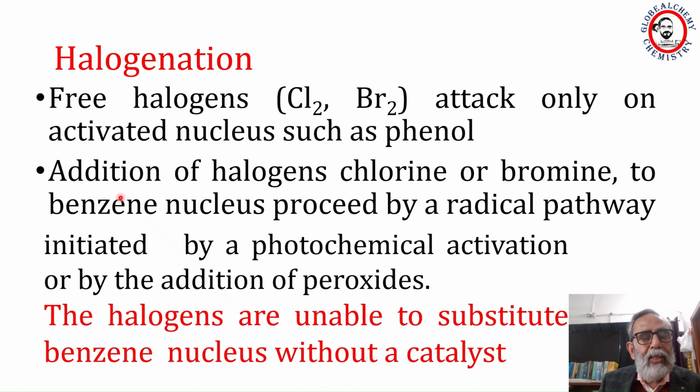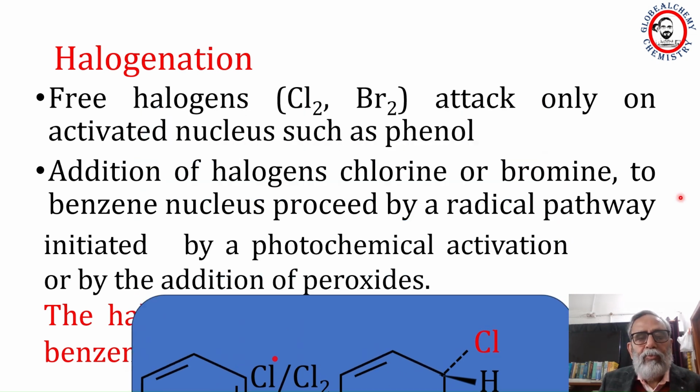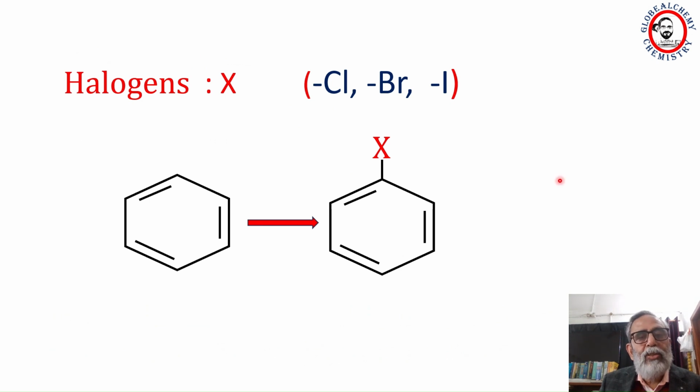And if we see the addition of halogens, chlorine or bromine, to the benzene nucleus, it proceeds by a radical pathway. So this is a photochemical reaction and addition takes place, or by the addition of peroxides. And halogens are unable to substitute the benzene nucleus without a catalyst. So today we will discuss by using a catalyst.